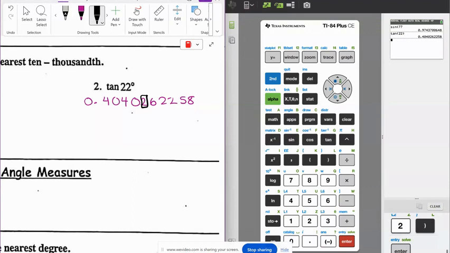All right, what is the rule? If it's 5 or bigger, round 1 up. If it's less than 5, what do we do? Keep it the same. So this is going to be approximately 0.4040. We have to put the 0 there, even if it doesn't make sense to you, because you're like, okay, well, this is the 100,000 spot.